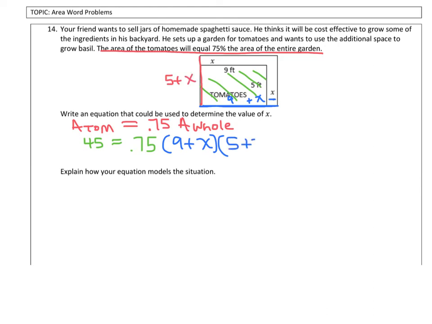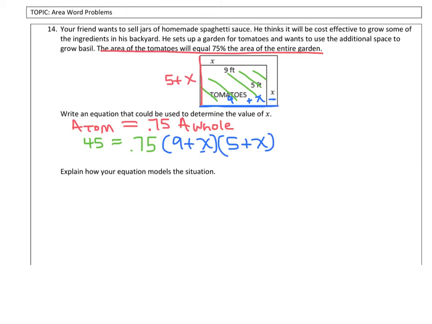So we have area of the whole garden would be length times width, 9 plus x times 5 plus x. And 0.75 is representing 75% of that. So that's an equation that can be used to now find x, which is what we added on, which is of course where the basil is going to go.